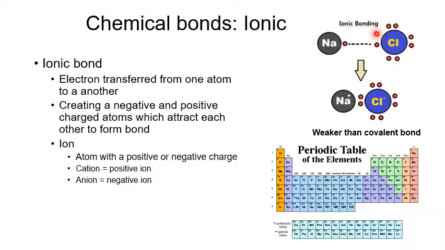So there's a positive charge and a negative charge, and this attraction between positive and negative forms this ionic bond. But this is a weaker bond than the covalent bond. Covalent bonds are strongest, ionic bonds are strong but definitely weaker than covalent bonds.